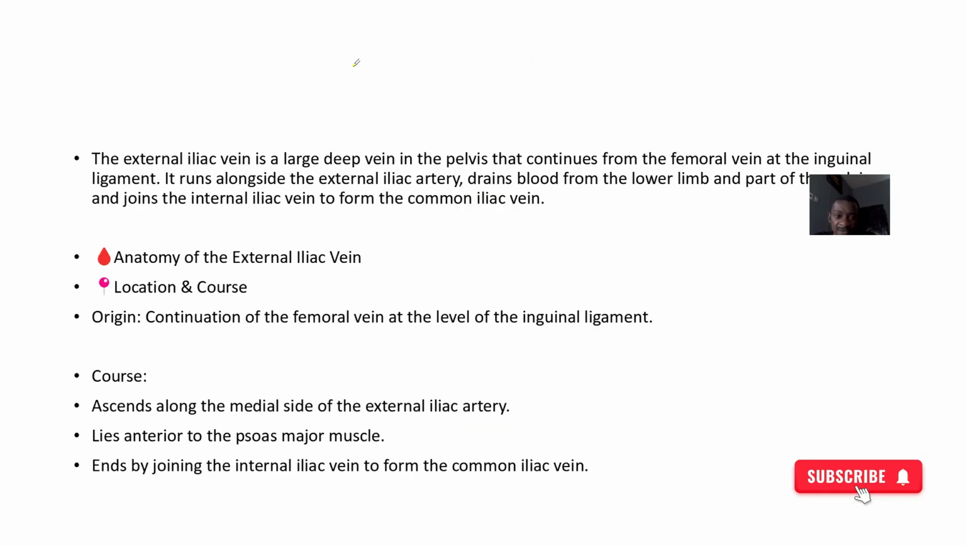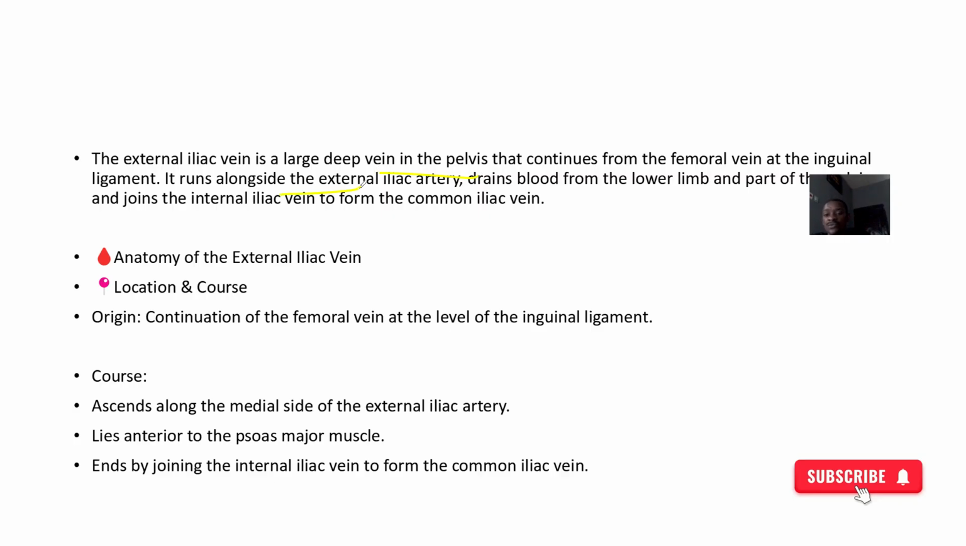So the external iliac vein is known as a large vein in the pelvis, and it's actually a continuation of the femoral vein. It continues from the femoral vein at the inguinal ligament, and it runs along the external iliac artery.